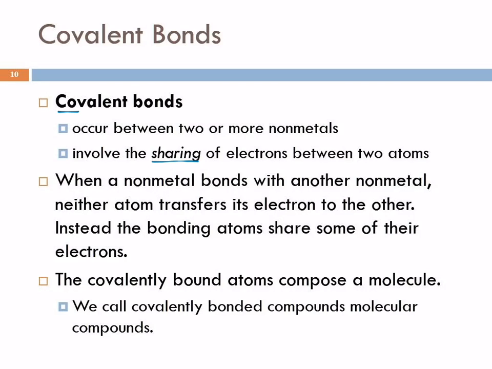What kind of ions do nonmetals like to form? Cations or anions? Positive or negative? Negative. Nonmetal, negative. They both start with N. The nonmetals want to gain electrons.